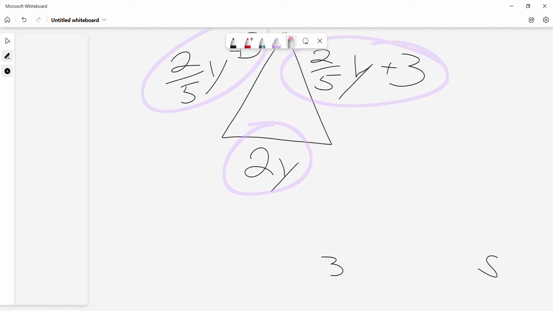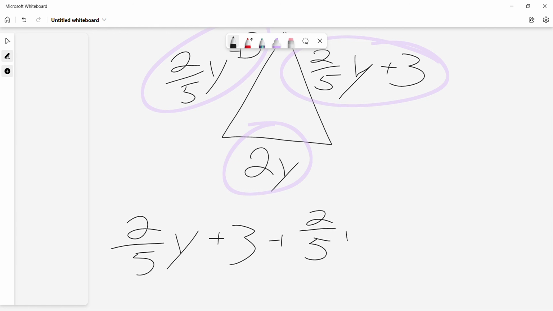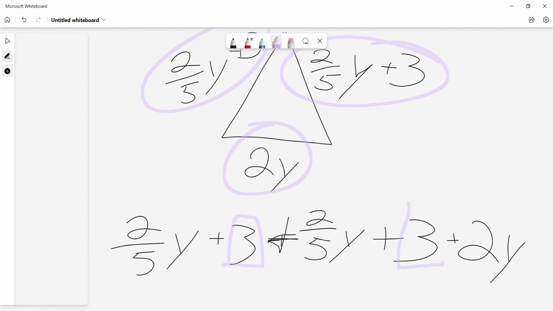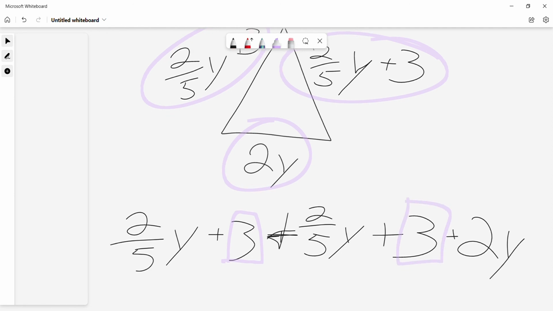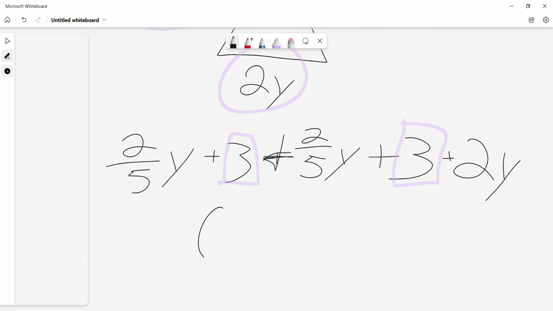All right, so we have 2/5 y plus 3 plus 2/5 y for the other side plus 3 plus 2y. So once again, I have numeric terms. I'm going to underline them, or I'm going to box them. So numeric terms, 3 plus 3 is 6. Now all my variables are y. So I can combine all those. So 2/5 plus 2/5 plus 2.